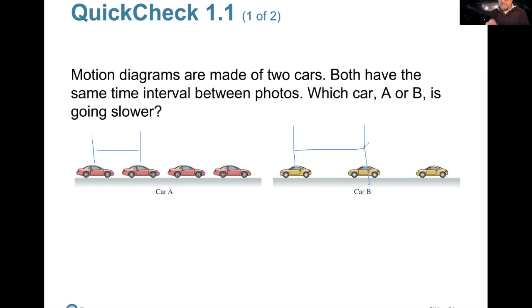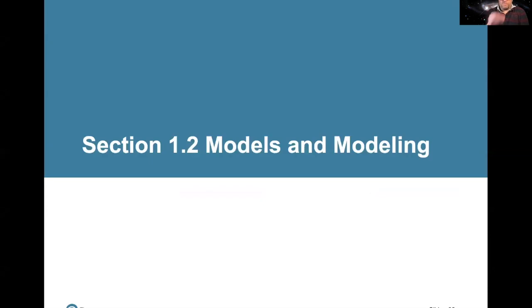So we can say that the yellow car is moving faster. Wait, the problem is which car, A or B, is going slower? And it is the red car, because the yellow car moved much more than the red car. All right. So moving on, models and modeling.